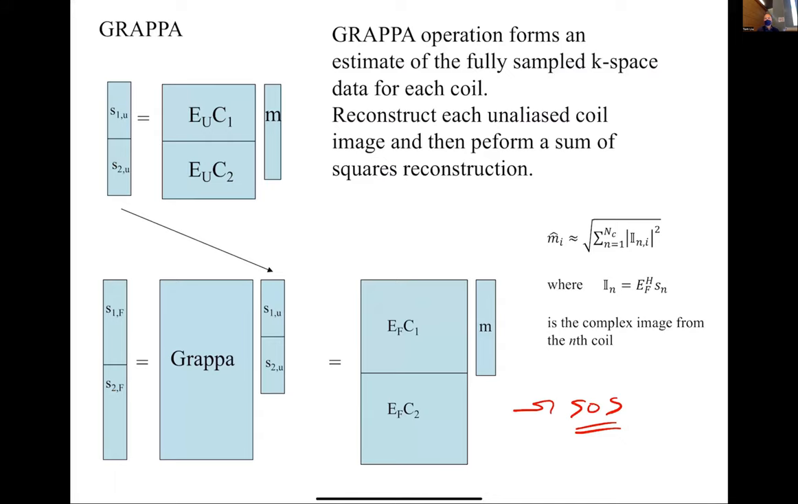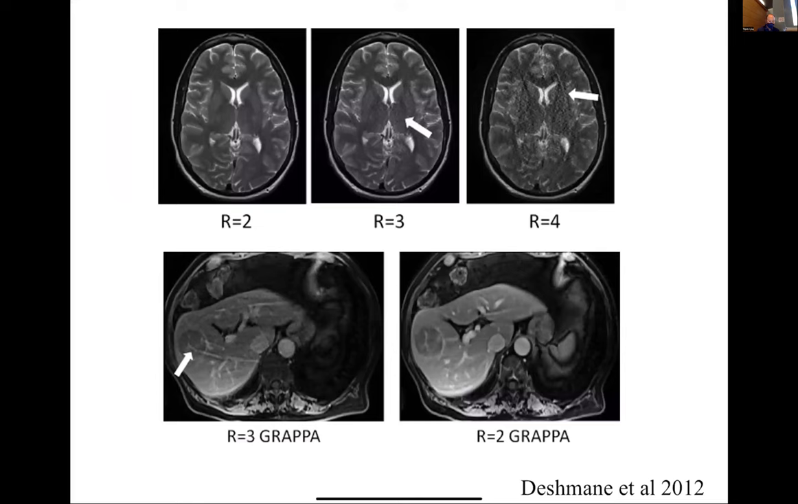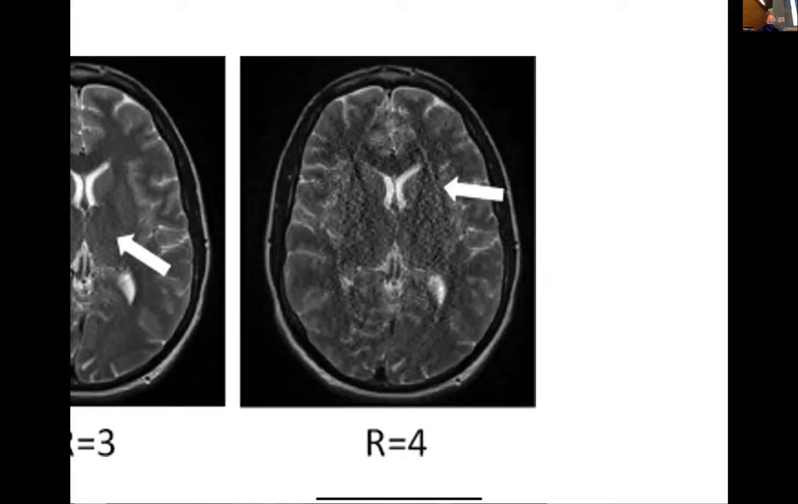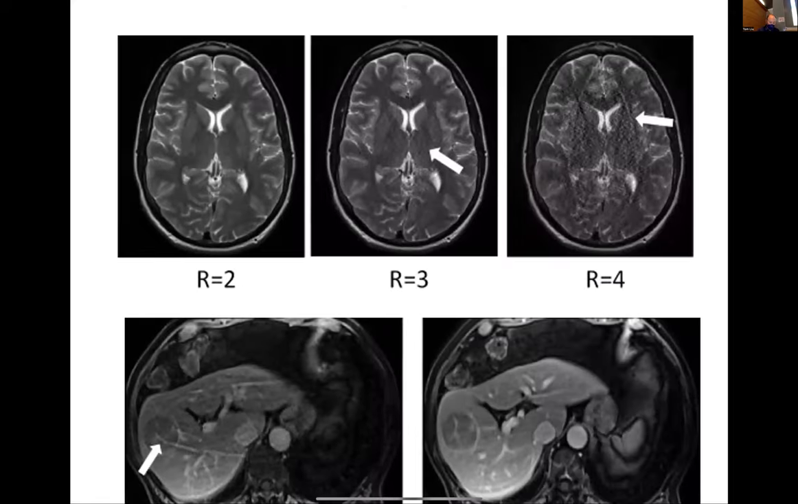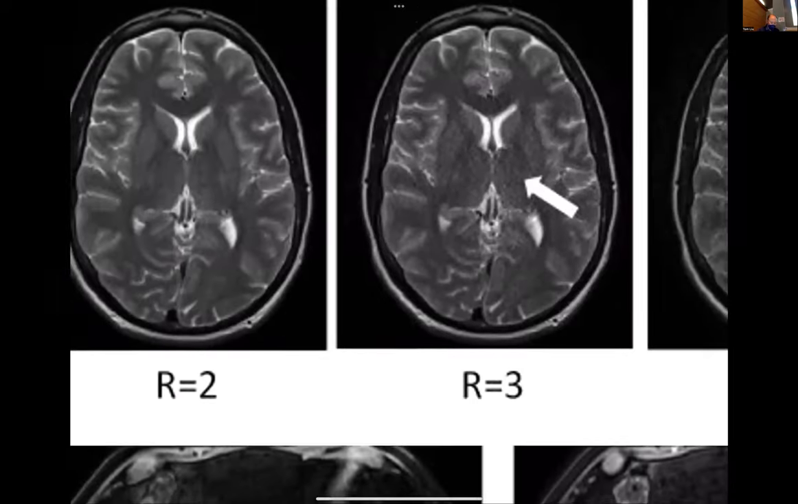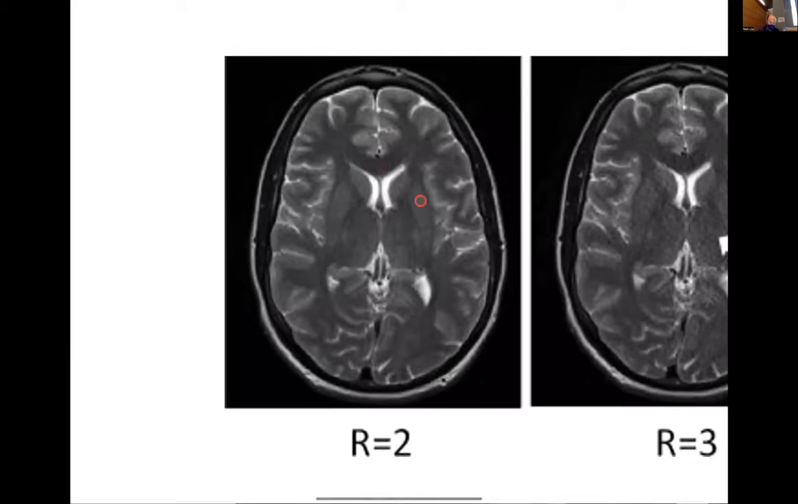Okay, so that's what GRAPPA does. And this is some examples of GRAPPA, where here you can see we've accelerated by 2, 3, and 4. In this case, you can see there are obviously artifacts coming in at an acceleration of 4. But at R of 2, it's pretty good, right?